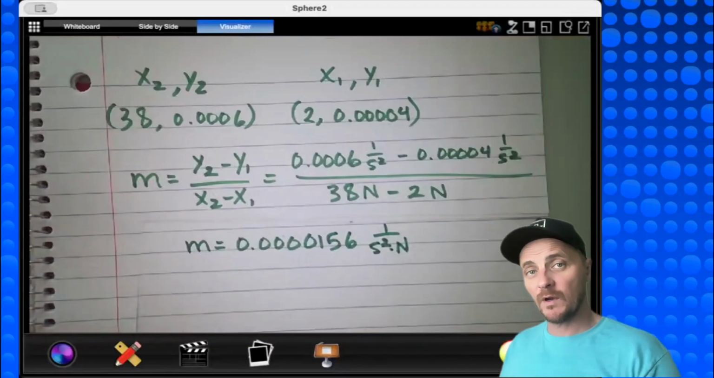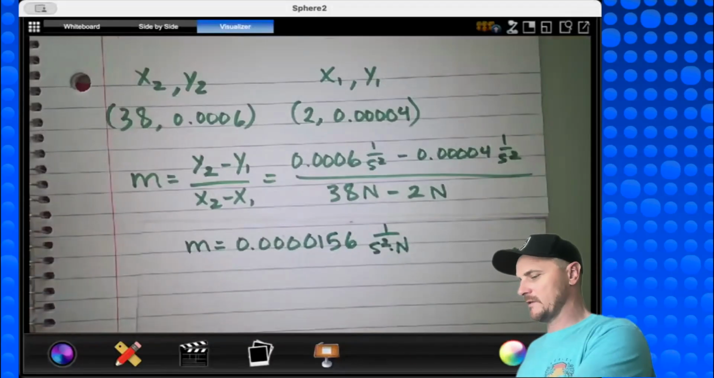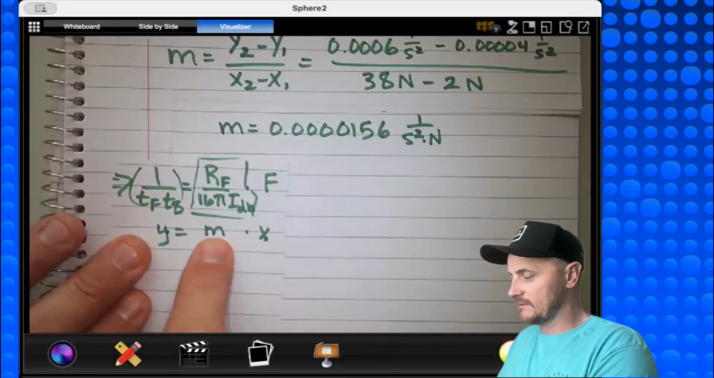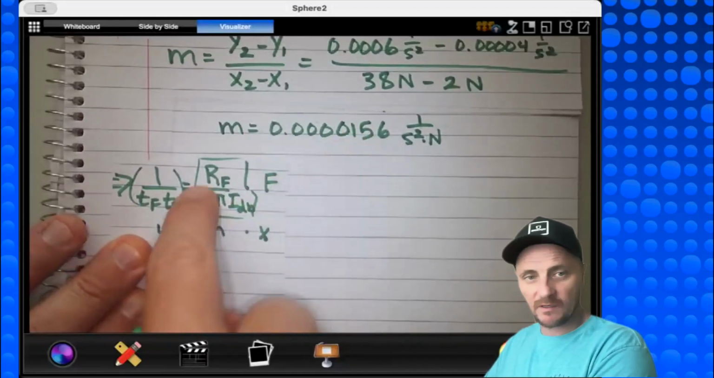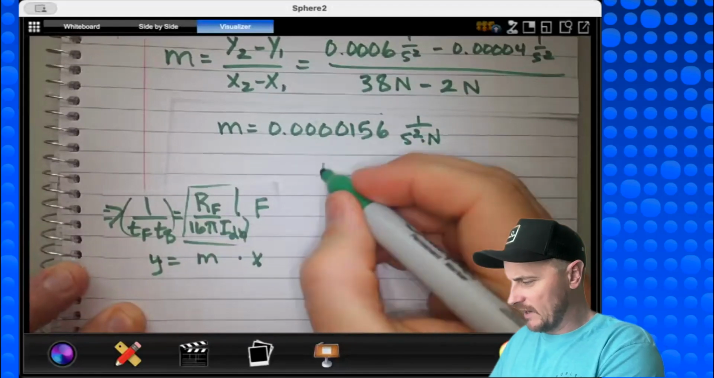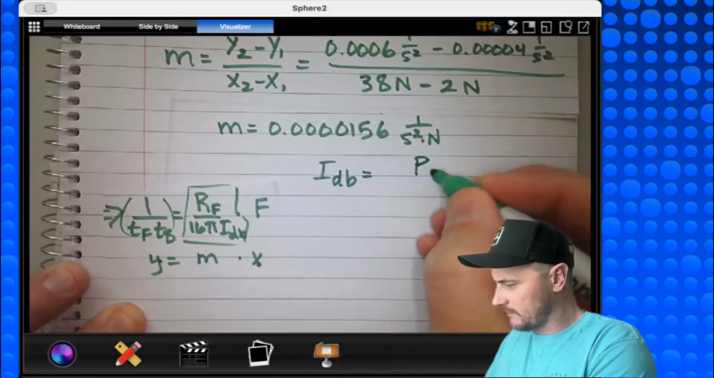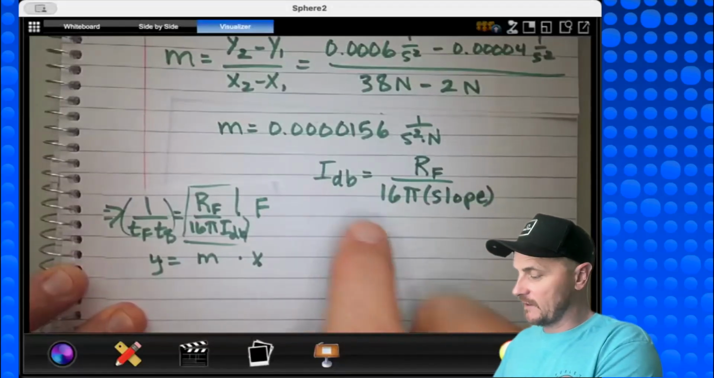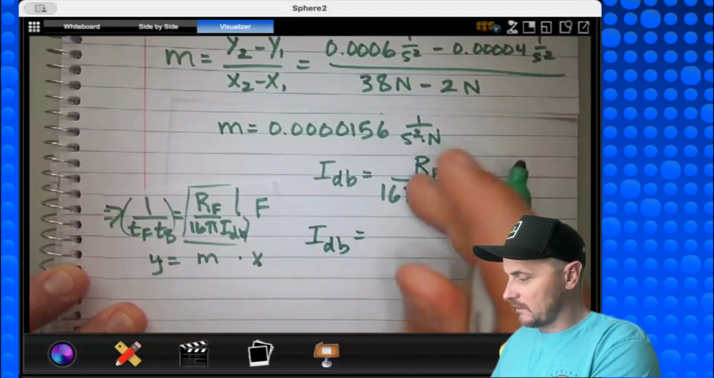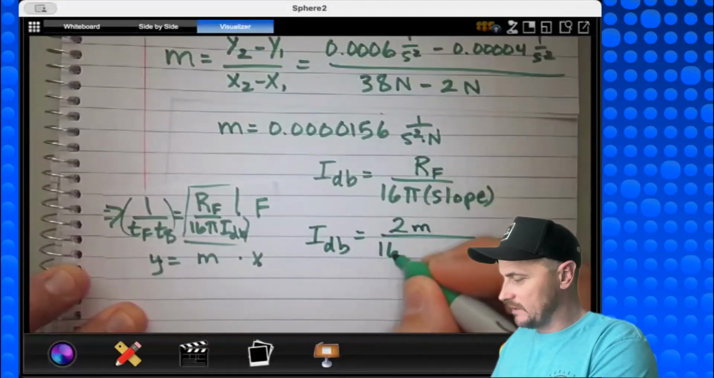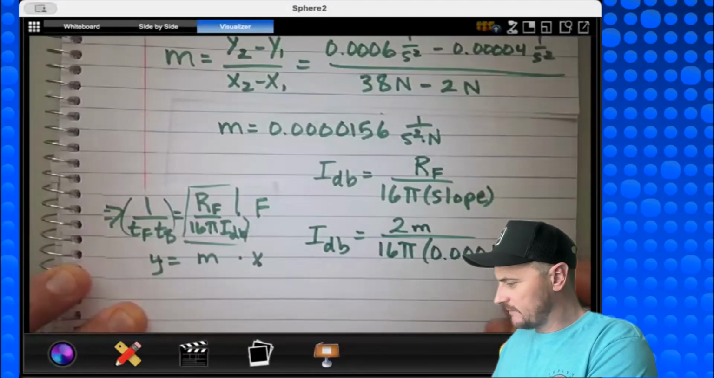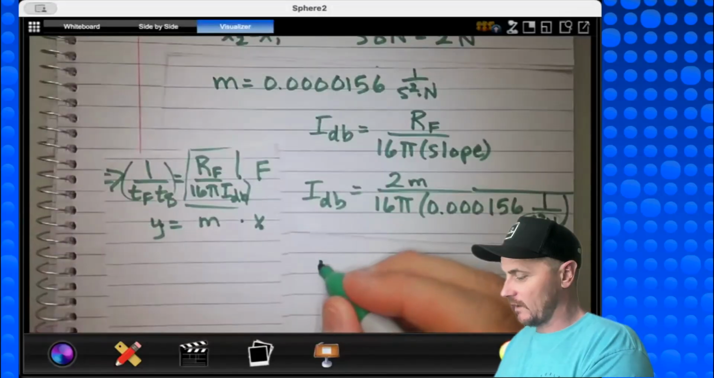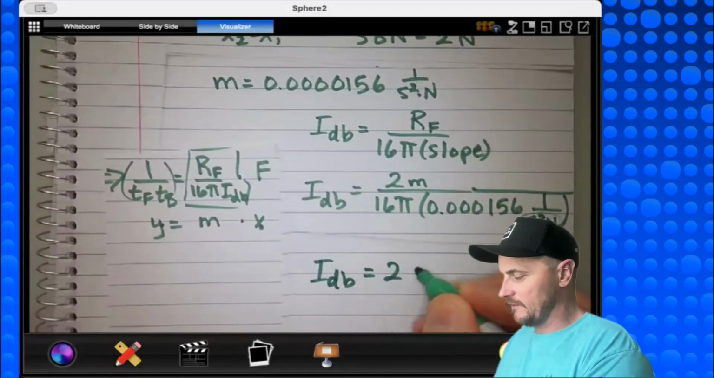But remember, from our equation that we developed way back when in part C1, we got that. So this number right here is equal to all that stuff right there. I would have IDB equals RF all over 16 pi times my slope. You follow? All right, so let's finally find IDB. IDB is equal to RF, which was given as 2 meters, divided by 16 pi times a really small number. And by dividing by this really tiny number, I am going to end up getting a reasonable answer. For IDB, I would get 255 kilogram meters squared. And that is my answer.